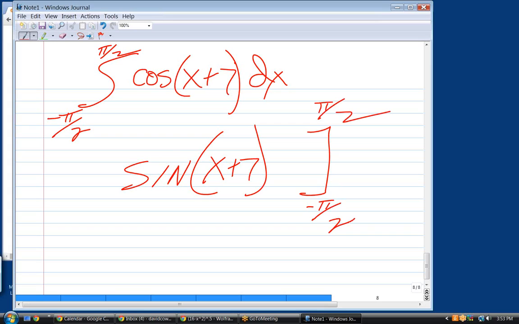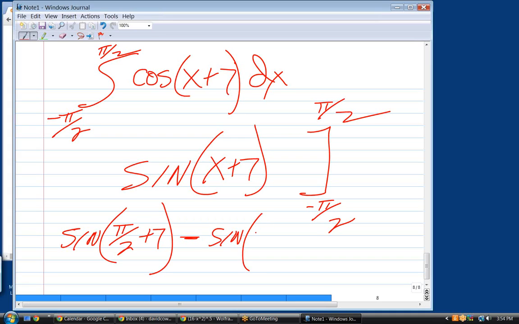Okay, so if we do this evaluation, we get the following. It's the sine of pi over 2 plus 7 minus the sine of minus pi over 2 plus 7. Yeah. Whatever that answer is, that's your answer. I guess you can put that into a calculator to figure out what the sine of pi over 2 plus 7 is. This becomes 7 minus pi over 2.